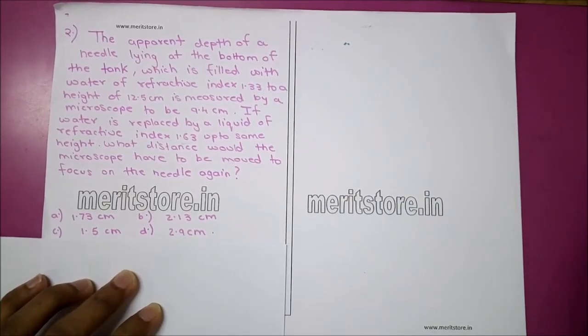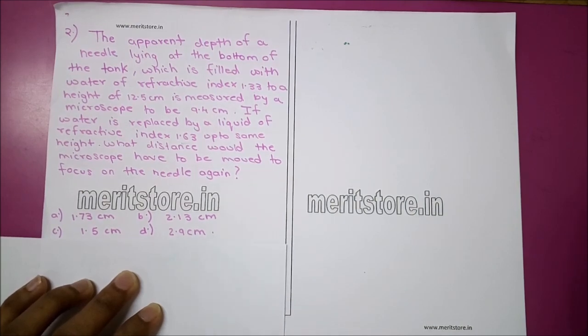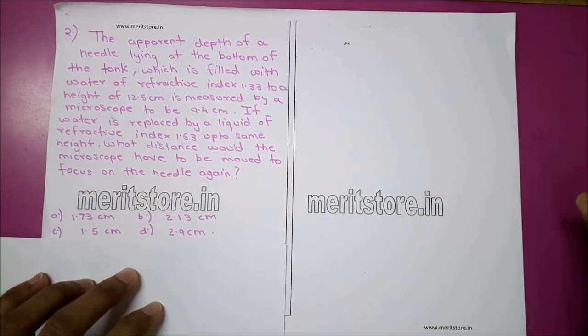The apparent depth of a needle lying in the bottom of the tank, which is filled with water of refractive index 1.33 to a height of 12.5 centimeters, is measured by a microscope to be 9.4 centimeters. If the water is replaced by a liquid of refractive index 1.63 up to the same height, what distance would the microscope have to be moved to focus on the needle again? The options given are 1.73 centimeters, 2.13 centimeters, 1.5 centimeters, and 2.9 centimeters.